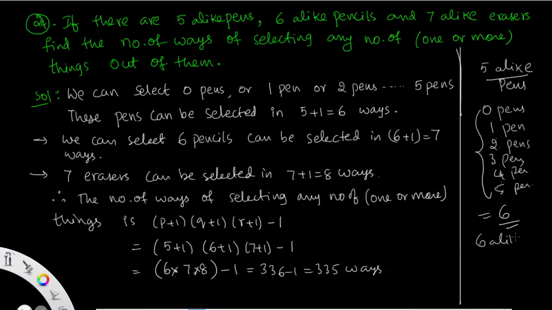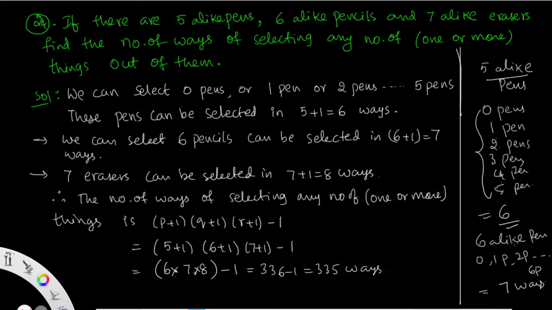also. 6 alike pencils are there. So it can be selected. Then we have to select either 0 pencils or 1 pencil or 2 pencils, up to 6 pencils. This total will be 7 ways.